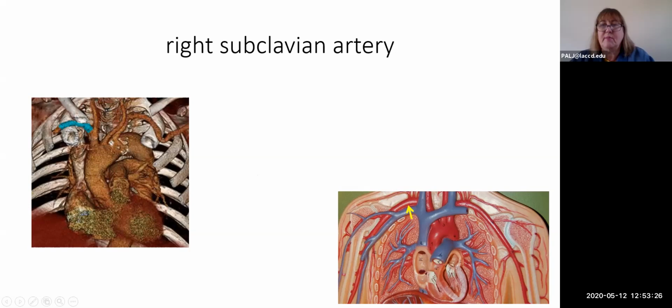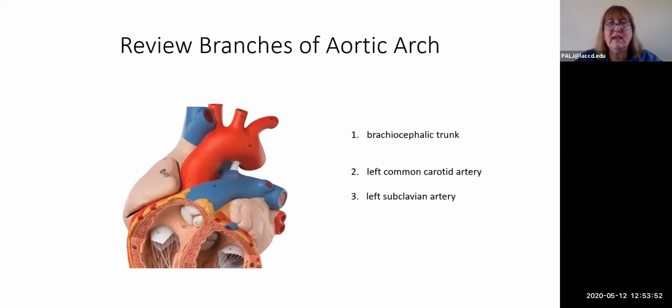So to recap, when we were looking at the arch of the aorta, we had three blood vessels that went to four places. The first blood vessel, the brachiocephalic trunk, went to both the head and the neck on the right side. The second branch went to the head on the left side, and the third branch went to the upper extremity on the left side. So looking at your branches, the first branch is the brachiocephalic trunk. The second branch is the left common carotid artery. The third branch is the left subclavian artery.